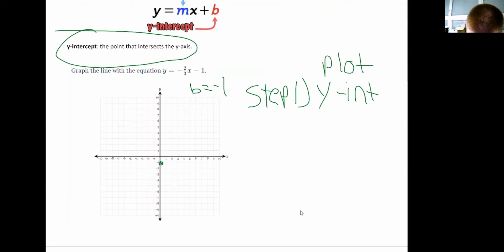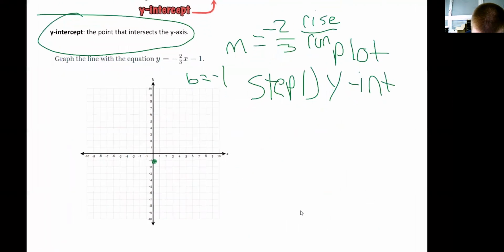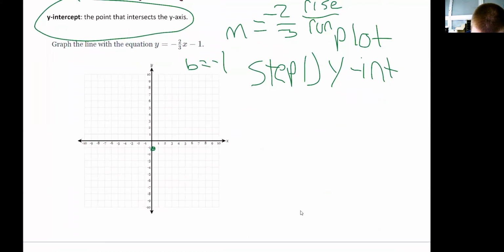If you look at our equation, our m, or the coefficient of our x, is -2/3. So remember, that's your rise over run. Since it's negative up top, that means you're going to go down 2. And then on the bottom, it's +3. So you're going to go to the right 3. Pretty much you'll always be going to the right. Don't go to the left unless there's a very specific reason to do so.